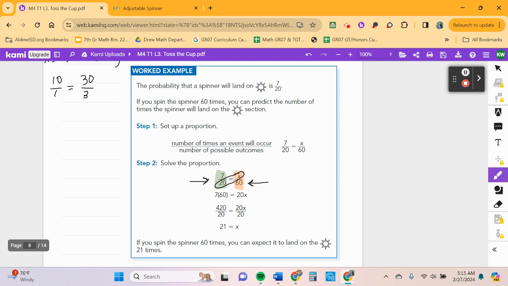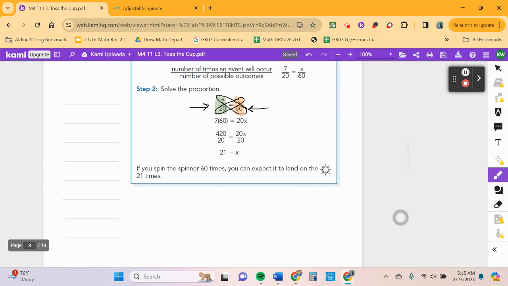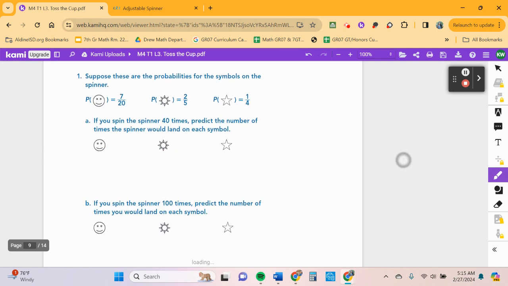In my previous example, I scaled up, but this is also a method of solving a proportion by cross multiplying and then solving for x. Alrighty, let's move on to our practice. Number one says, suppose these are the probabilities for the symbols on the spinner.